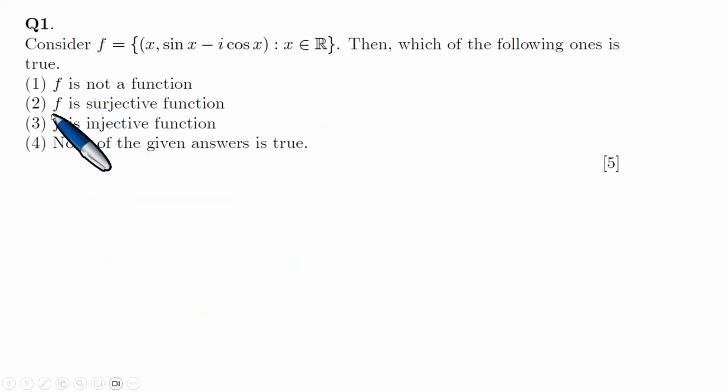F is not a function. F is a surjective function. F is an injective function. None of the given answers. So which one is true about this case here?